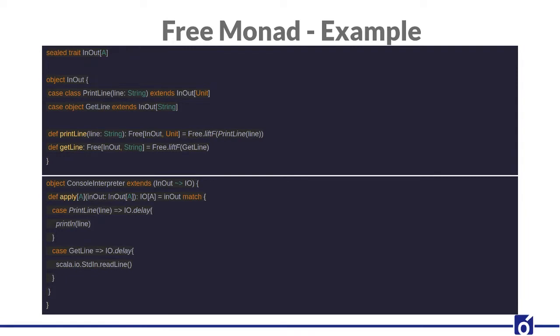Now let's look into one example, some complex code where we can use our IO monad. It's exactly a similar example as the previous one, where I am having print line and getting the line out of my console. So here I have created one algebra InOut of type A, which is a generic type, and then the companion object, in which we have one case class and one case object, which represent that if I give PrintLine with the line, it will just print onto the console, and if there is a GetLine, it will fetch the line out of the terminal. And then we have two methods, printLine and getLine.